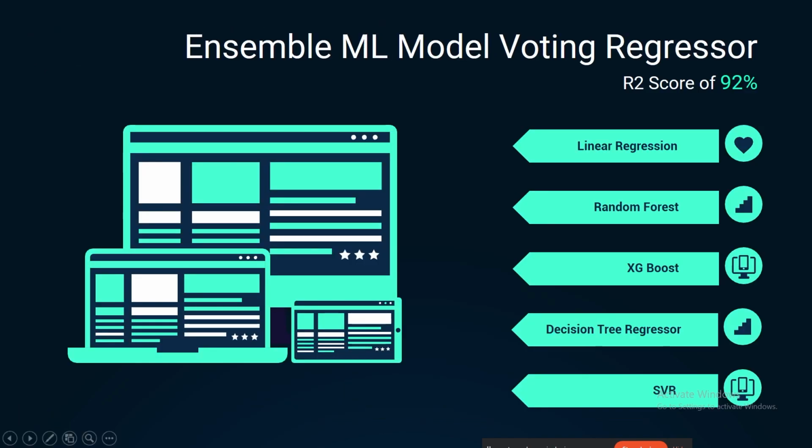And then we also tested an ensemble ML model, which is a voting regressor. This ensemble machine learning model has been built with linear regression, random forest, XGBoost, decision tree regressor, and SVR. The R2 score is around 91 point something, so around 92. So we went with XGBoost, did the training with XGBoost, and then took the pickle file.